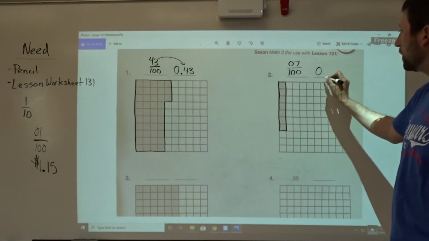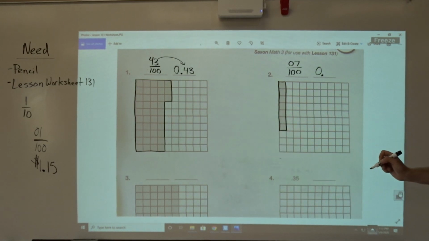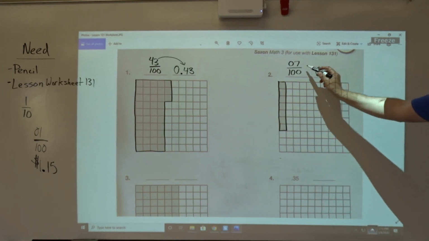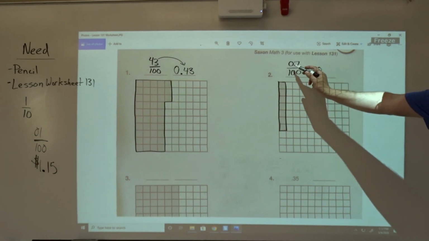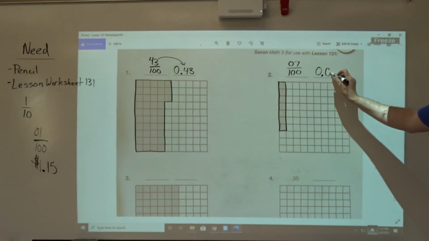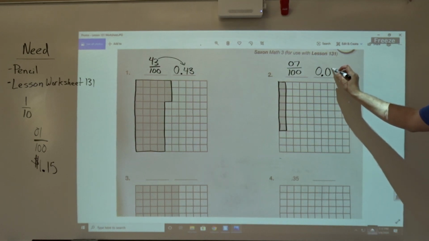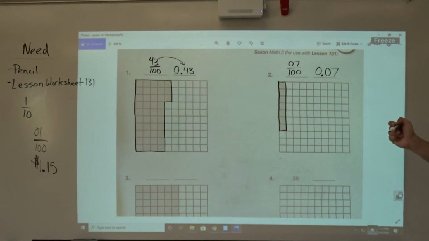Then we have 0 squares of 100 that are filled up. We had 7 that were shaded. Now this is why I wanted the 0 here, because we need a 0 here like we have 0 dimes. We don't have a full row of 10, so we need a 0 there. And then we can write the 7.